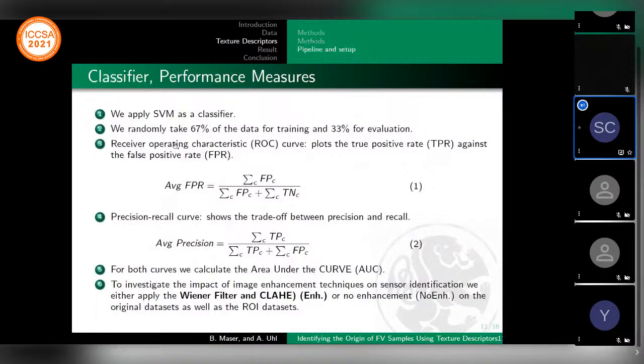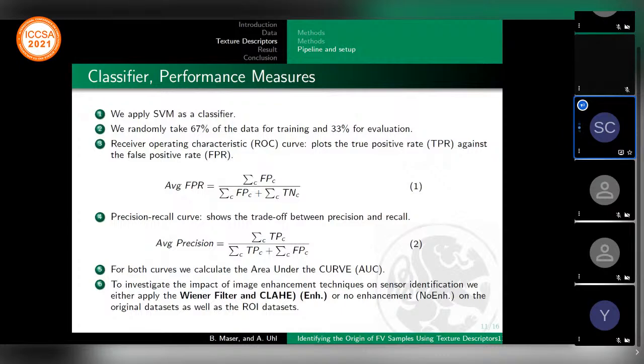So for the classification, we apply a support vector machine, and the data is randomly split into training and evaluation, with 67% for training and 33% for evaluation. This is repeated 4 times. And we compute 2 different performance measures.